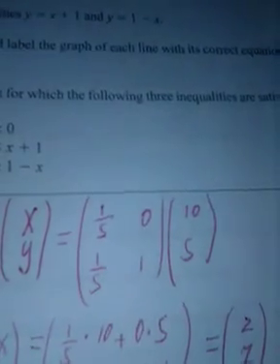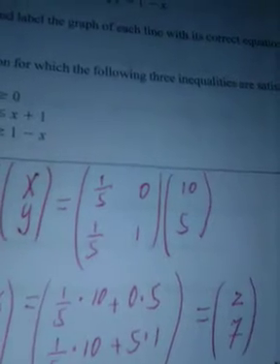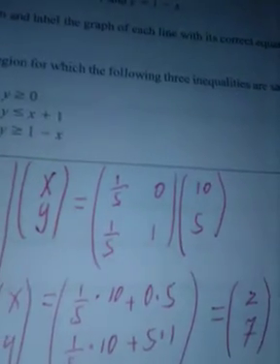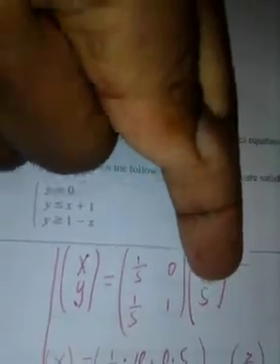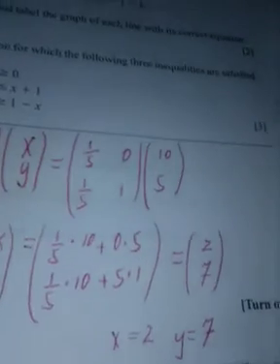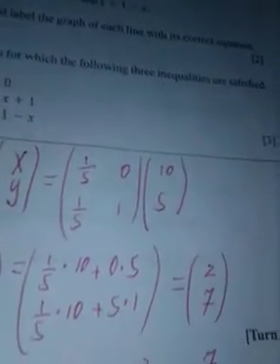So remember, multiply row by column. So 1/5 times 10 plus 0 times 5. 1/5 times 10 is going to be 2. That's 10 divided by 5. And now this row by this column: 1/5 times 10 plus 1 times 5. So I end up with 7. So my x is on the top and y is on the bottom. x is 2, y is 7.